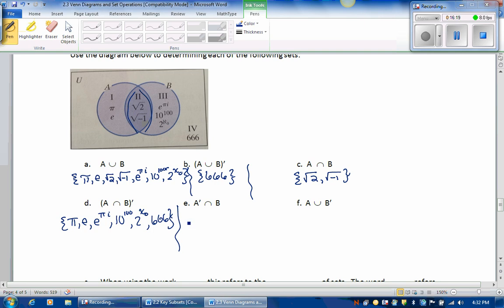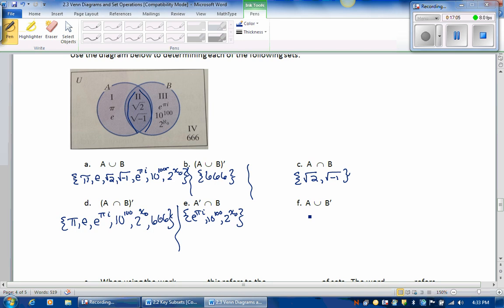A complement intersect B. So that's going to be the set of all the elements that are not in A and are in B. So we've got e to the pi i, because it's not in A, but it is in B, 10 to the 100, and 2 to the x sub o. Not in A, but it is in B.